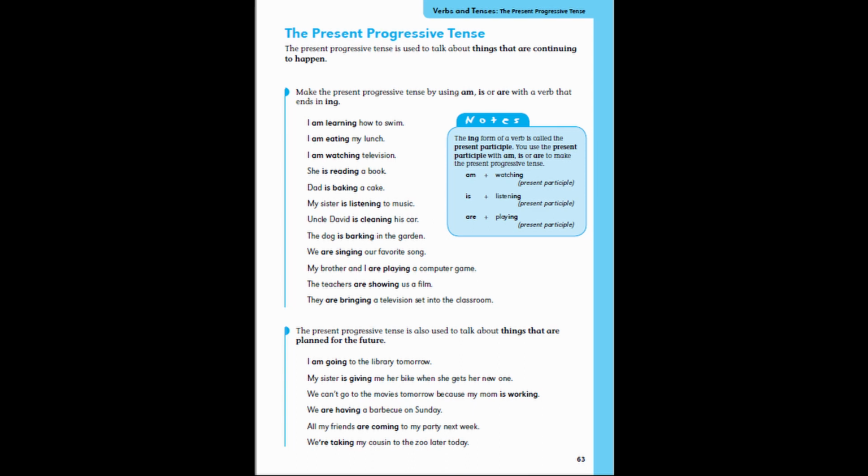So, I am going to the library tomorrow. My sister is giving me her bike when she gets a new one. We can't go to the movies tomorrow because my mom is working. We are having a barbecue on Sunday. All my friends are coming to my party next week. We are taking my cousin to the zoo later today. I hope that makes sense. If it doesn't, I'll keep repeating it a million times. If you don't understand something, please ask me in class.